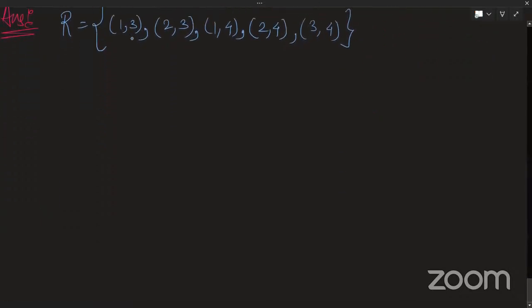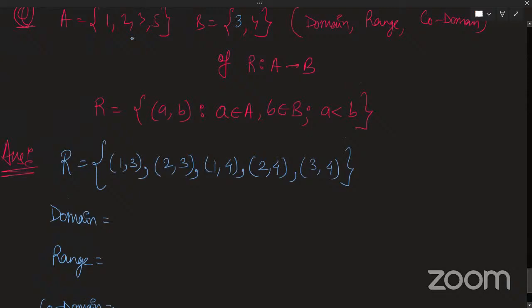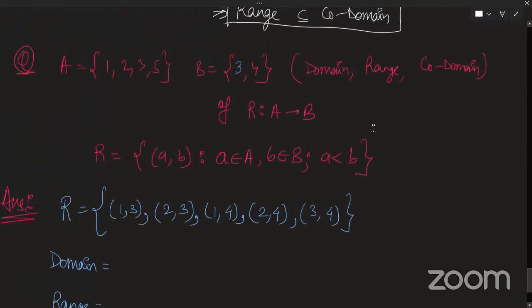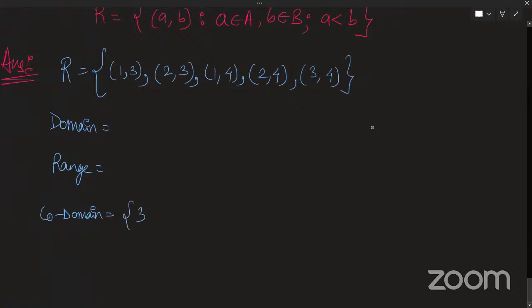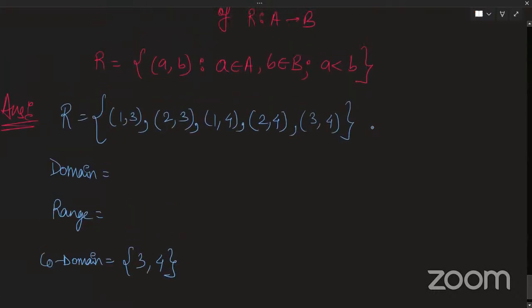So tell me, what will be its domain, range, and codomain? Codomain, tell that first. Codomain is very easy. Come on. What is codomain? Codomain is basically set B. So codomain will be 3, 4 easily. Okay. So tell me, what will be its domain and range? 1, 2.